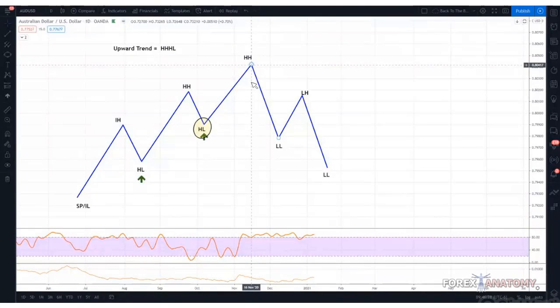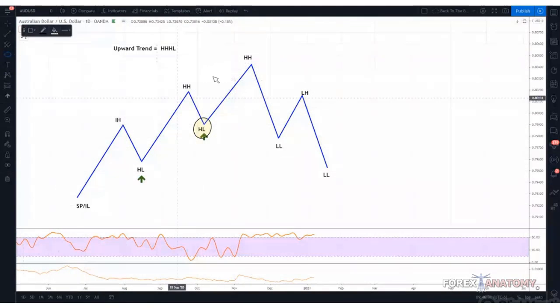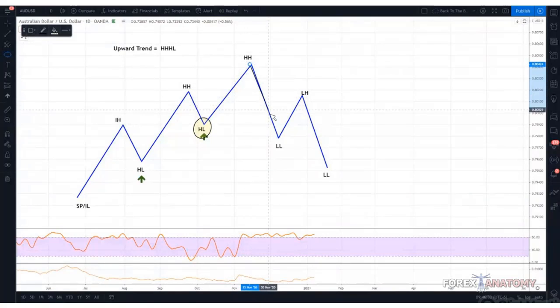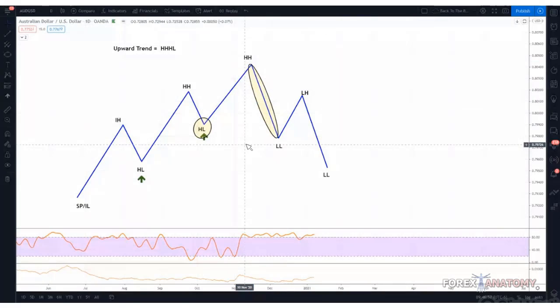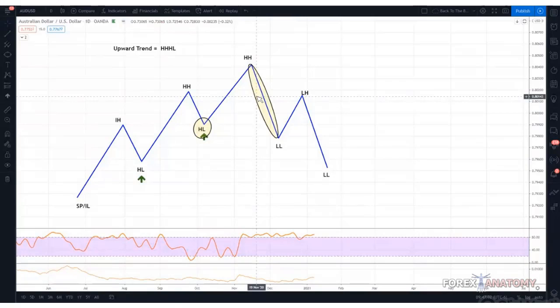Would you consider that a pullback? This move right here, from here to here, this leg right here, would you consider this leg a pullback? Remember what we said: pullbacks are always smaller and shorter in length than the impulse leg or the thrust in price. So when the price was pulling back, it actually made a larger move than expected. So would you consider that a thrust, or an impulse, or a correction? Or a correction.